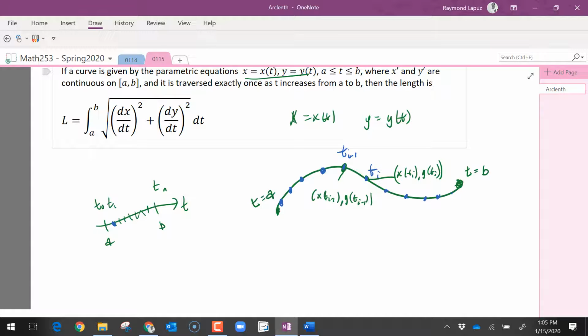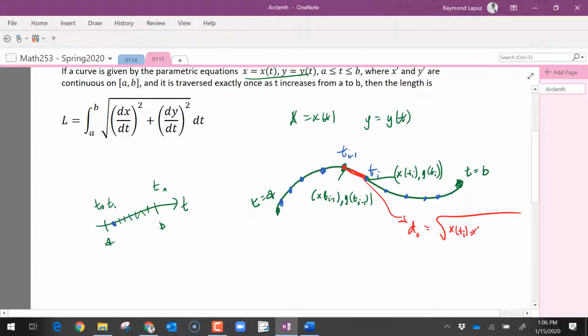And we're interested in finding the distance. Now, do you guys remember how to find the distance between 2 points? The distance formula, right? Some difference with the x's, difference with the y's. You square them, you add them, you form a triangle or whatever. Anyways, x of t sub i minus x of t sub i minus 1, squared, plus y of t sub i minus y of t sub i minus 1, squared. So that's what you have.